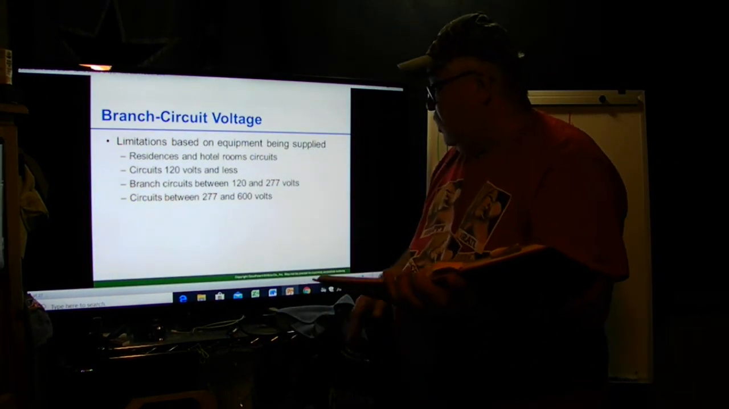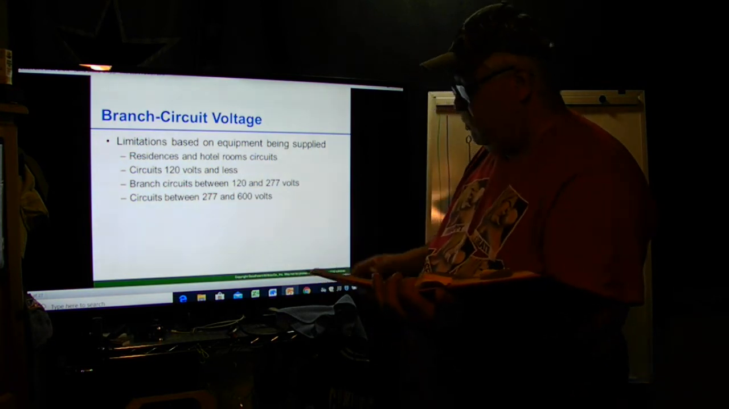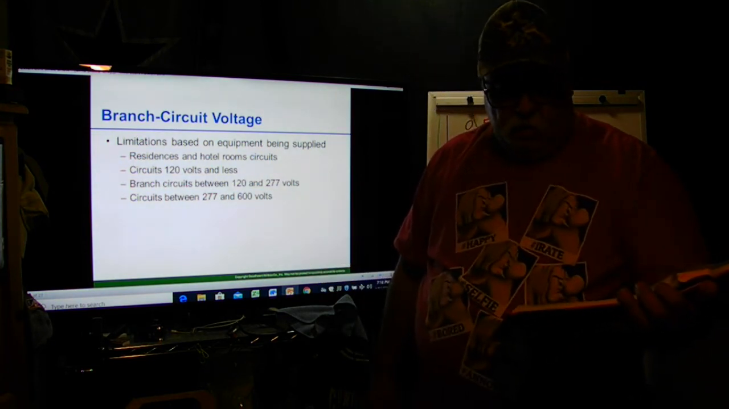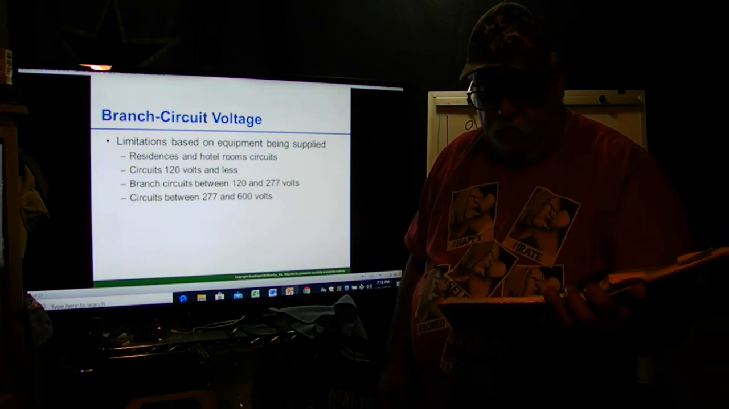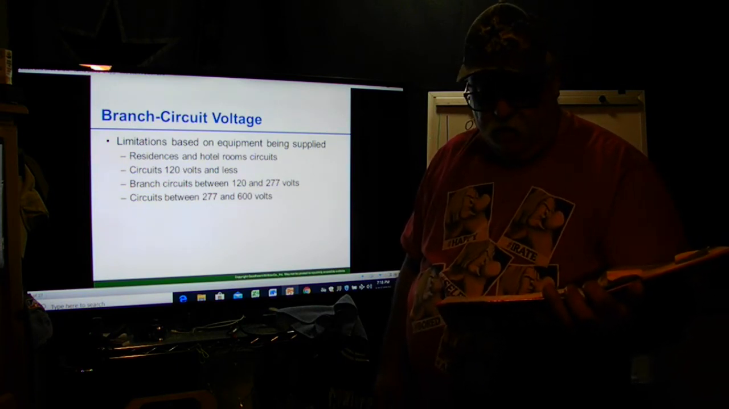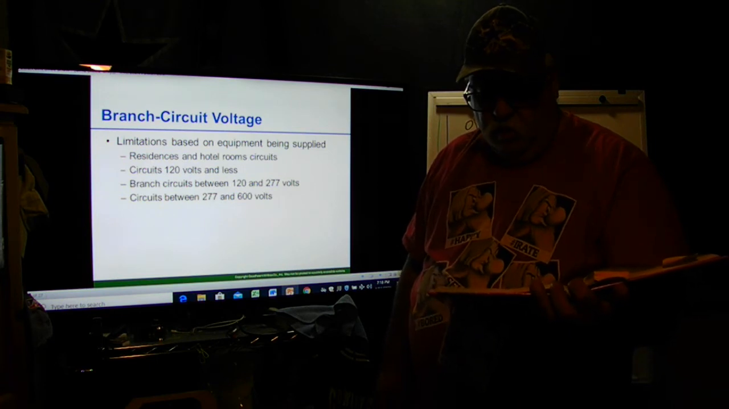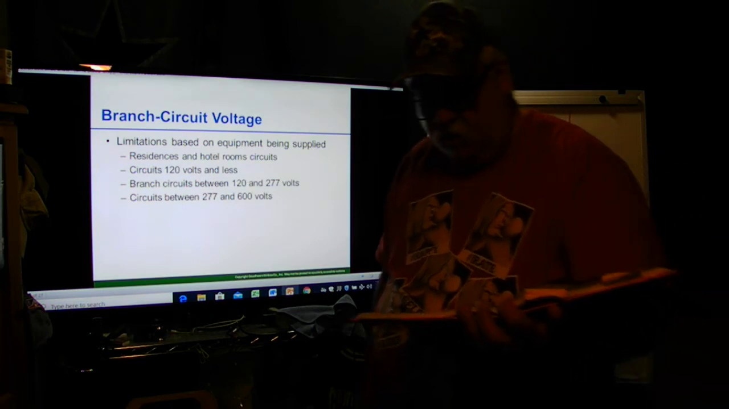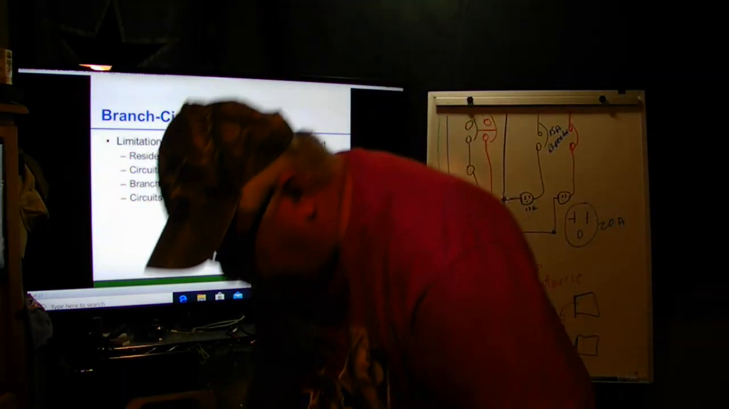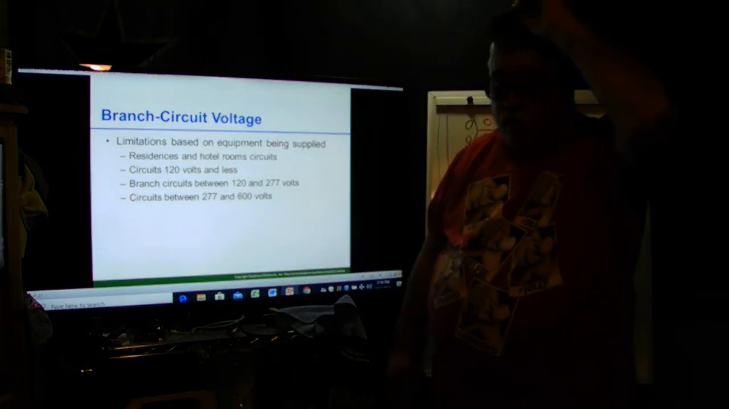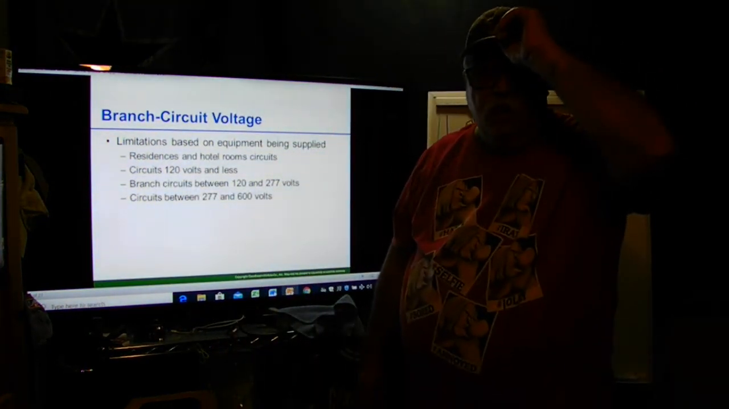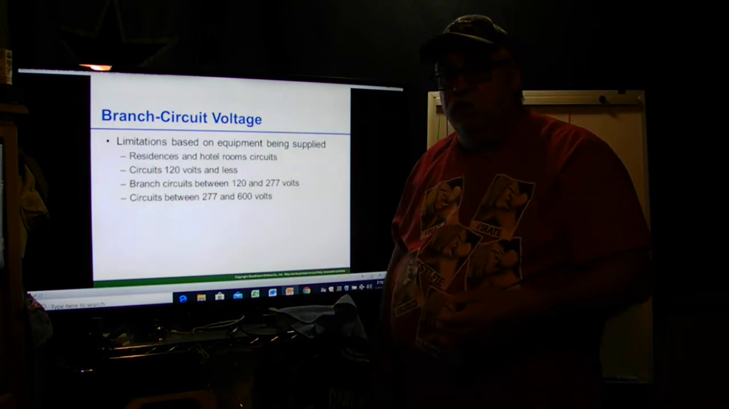And then circuits between 277 and 600 volts. It says circuits exceeding 277 up to 600 volts can supply mercury vapor fluorescent lighting, provided that the lighting units are installed at heights not less than 22 feet above grade, and in tunnels not less than 18 feet. So it's like you go to Home Depot, a lot of times those big stores, their lighting may be 480. Why? Because they can put more lights on one circuit.